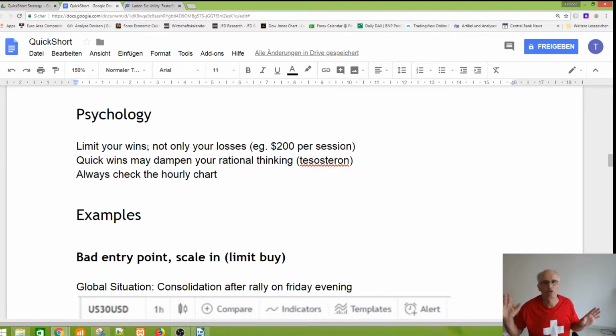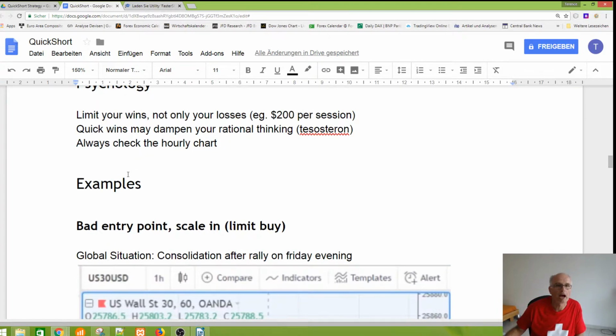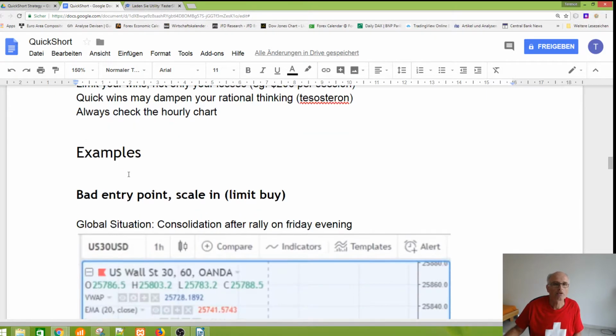When you have your $200 per session, quit. And always make sure you have the overview, and therefore you check the hourly chart. Here are 2 examples.